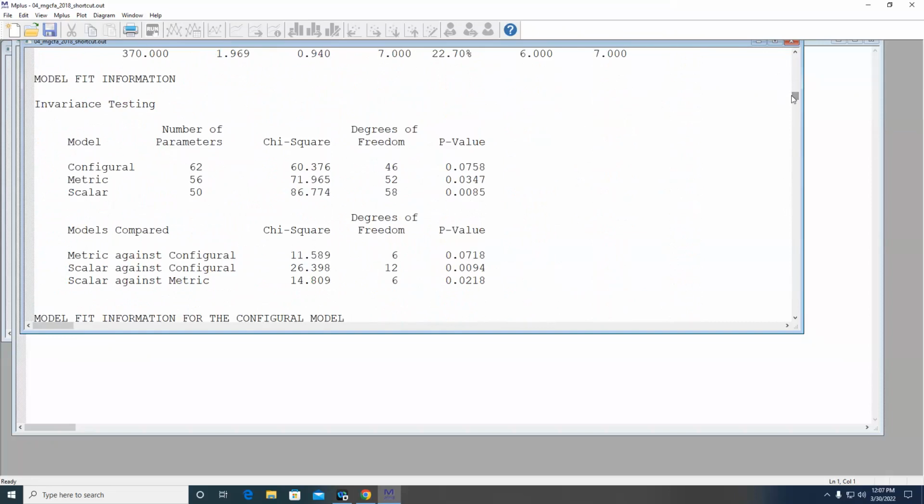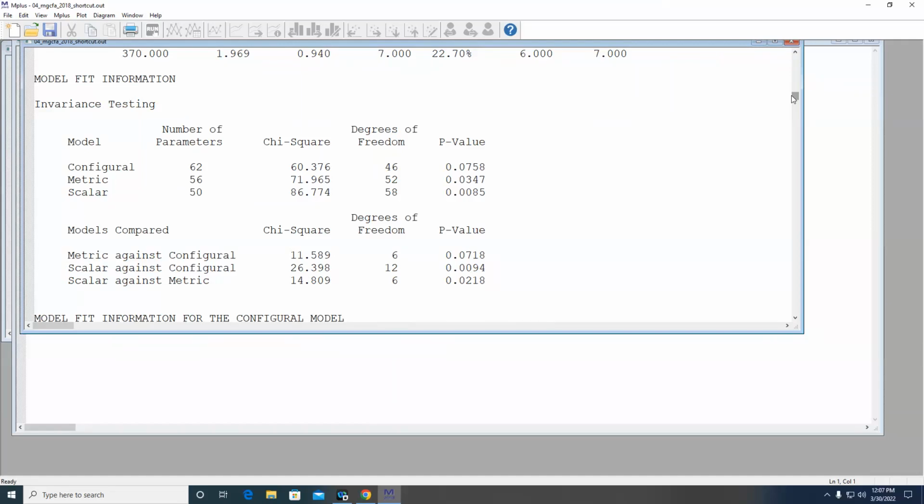Okay, so this is kind of nice too, because it actually gives you all of the chi-square difference testing, right? It tells you, okay, here's the configural, metric, and scalar model. How many parameters? What's the chi-square? What are the degrees of freedom? What are the p-values for those actual models? Those p-values are just the p-values for the models themselves. And then models compared, and it gives you metric against configural. The chi-square difference is 11.589 with 6 degrees of freedom. The p-value for that is 0.078. So we would favor metric because that's the more constrained model.